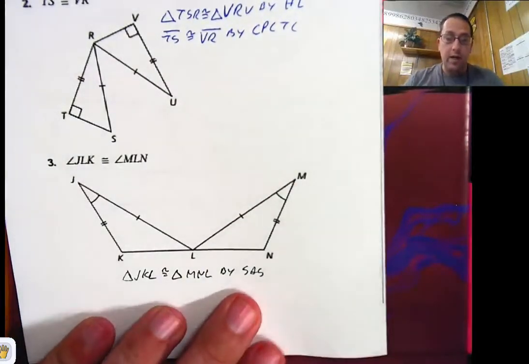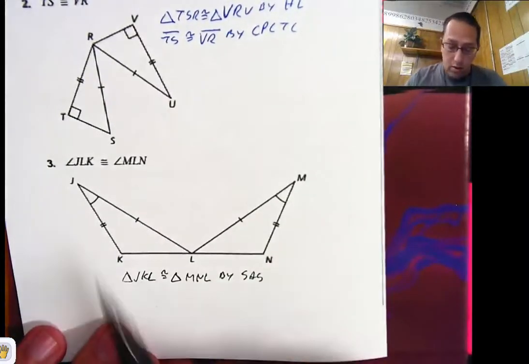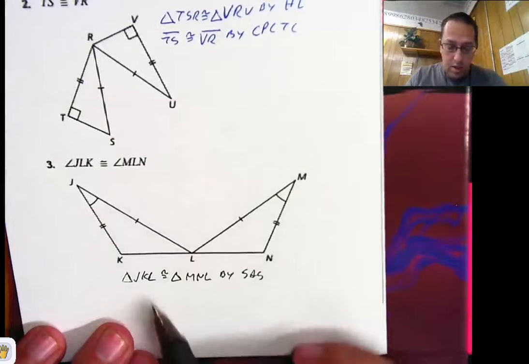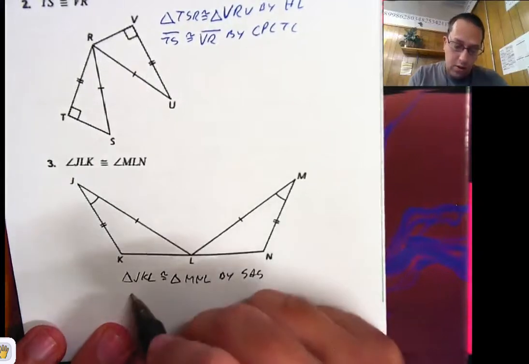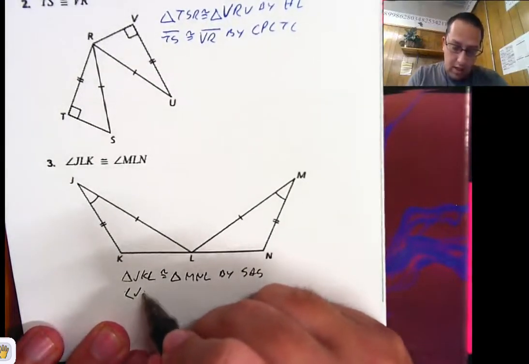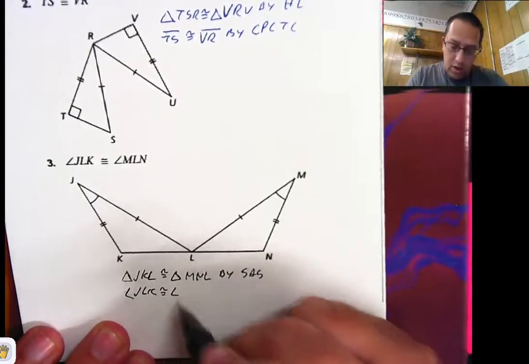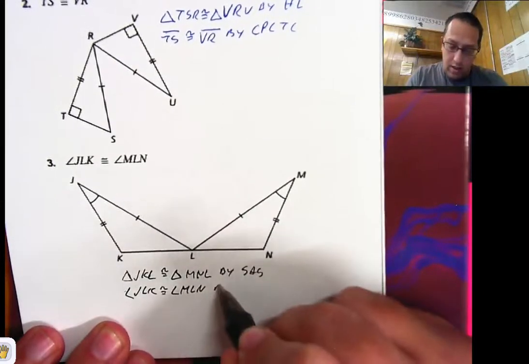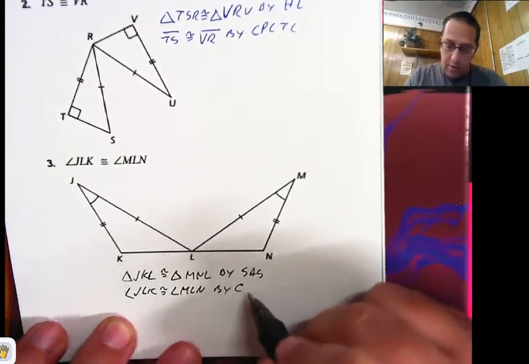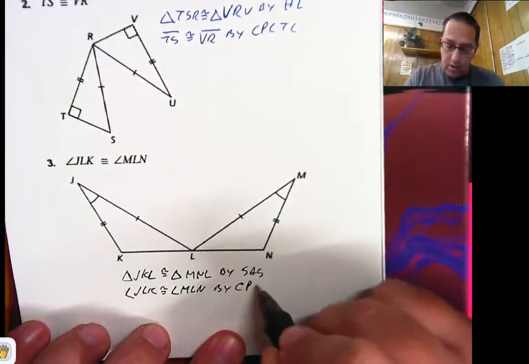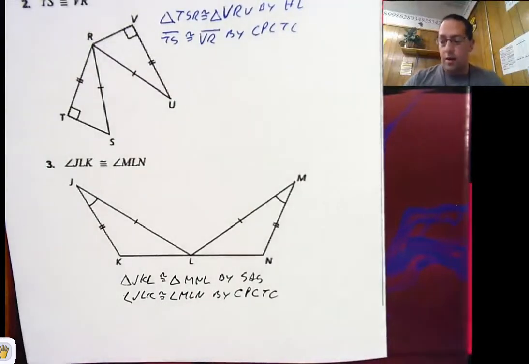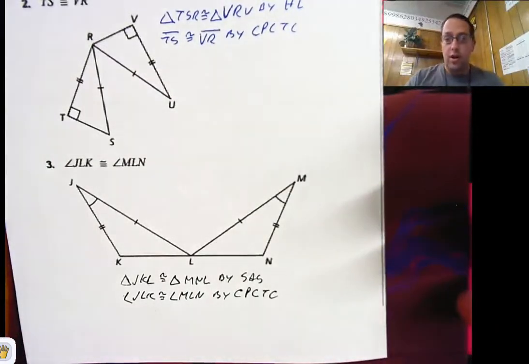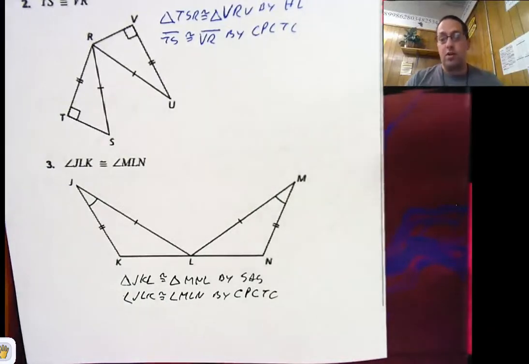Okay. But we needed to show that the angles are congruent, not the sides. So the angles, we're looking at these two angles here. That's the angle L and the angle L in each triangle, and those do correspond with each other. So angle JLK is congruent to angle MLN by CPCTC, because corresponding parts of congruent triangles are congruent. All right. So not too bad. First, you show that the triangles are congruent, and then you know that each piece of the triangle is congruent to its corresponding part in the other triangle.